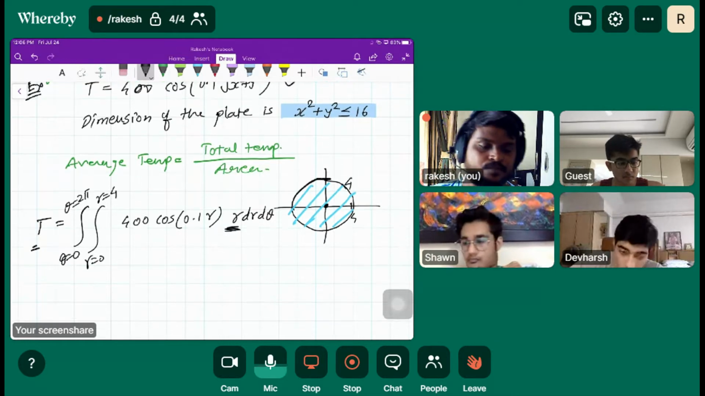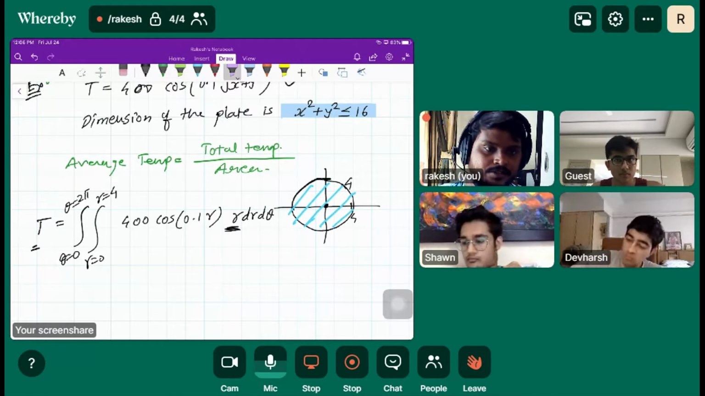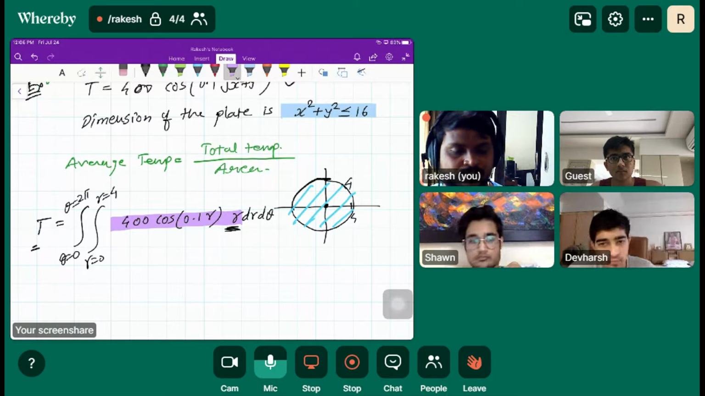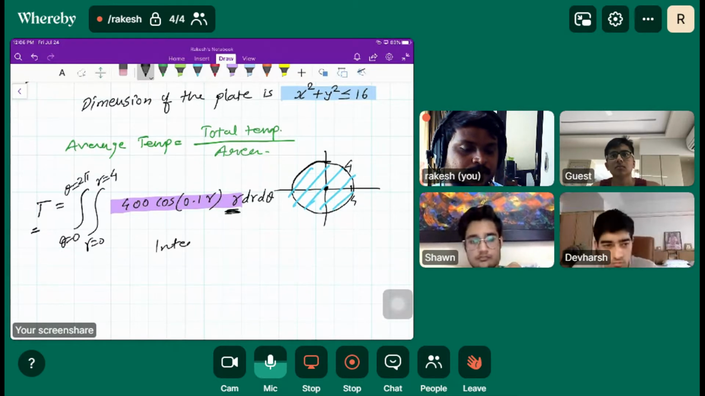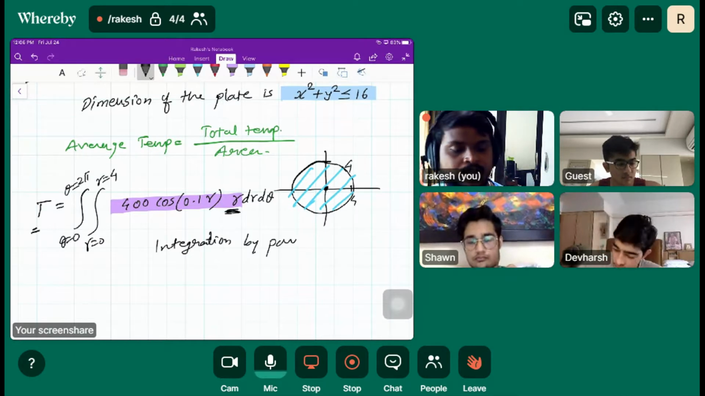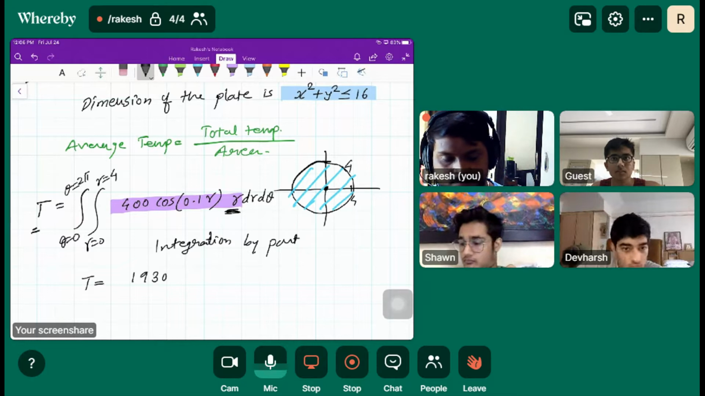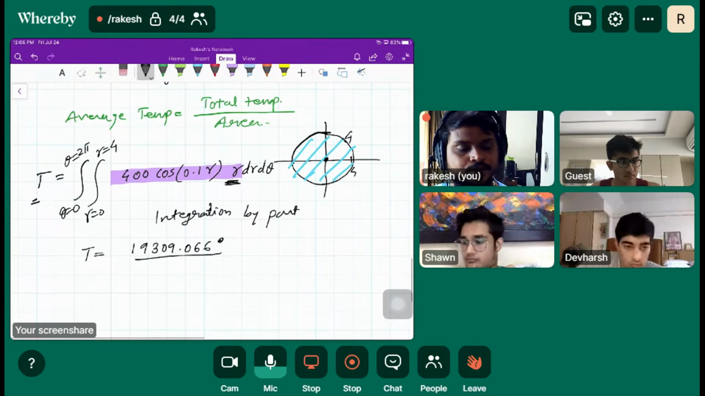Obviously, this is the toughest integration we have come across because of the integration by parts. I'm giving you this question as homework. Do this by integration by parts, and the answer for the total temperature is 19309.066, whatever the unit is given.